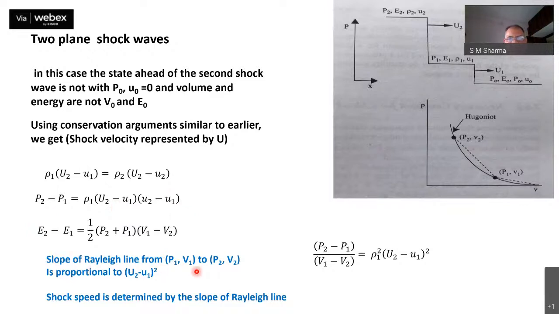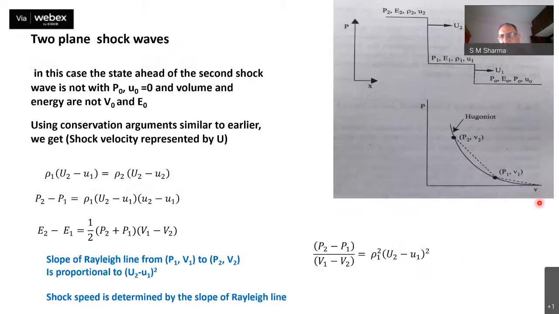So the slope of a Rayleigh line from P1, V1 to P2, V2 is proportional to U2, which is the shock velocity at the second interface, minus U1, which is the particle velocity. Here, scale. Something similar to D minus 2 scalar here. So shock speed is determined, as I stated earlier, by the slope of the Rayleigh line. I mentioned here P2 minus P1 divided by the volume difference is related to the shock velocity and particle velocity differences.